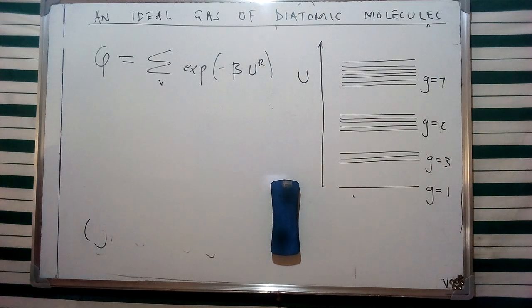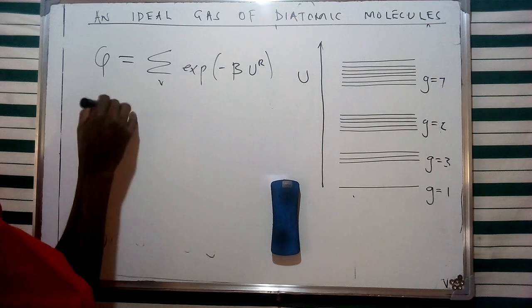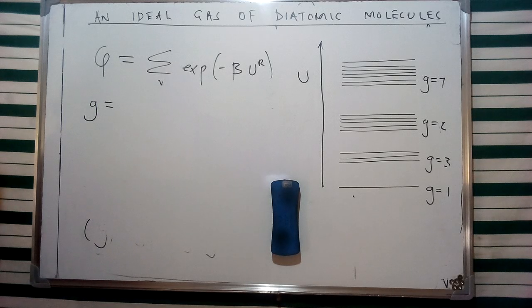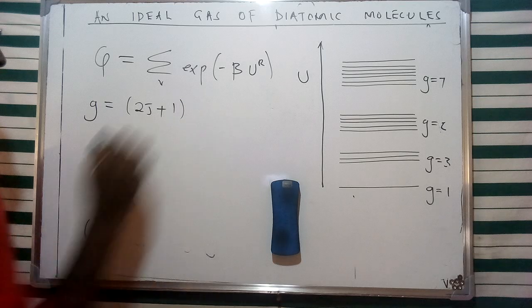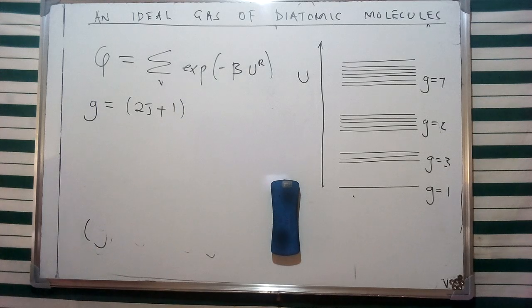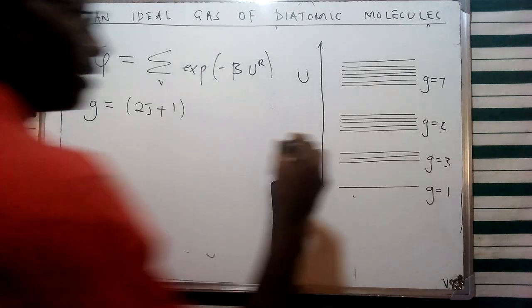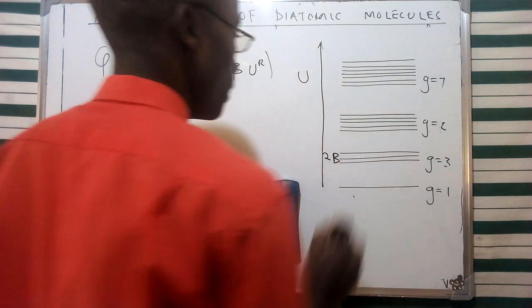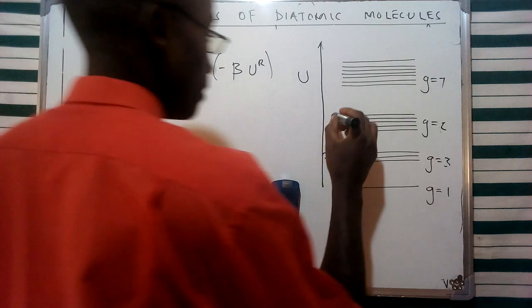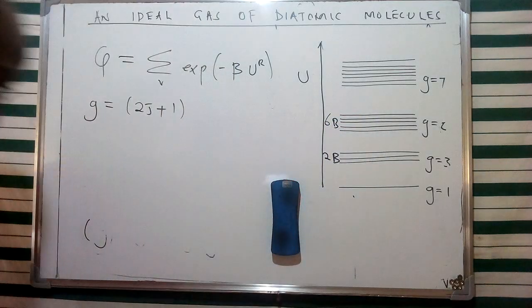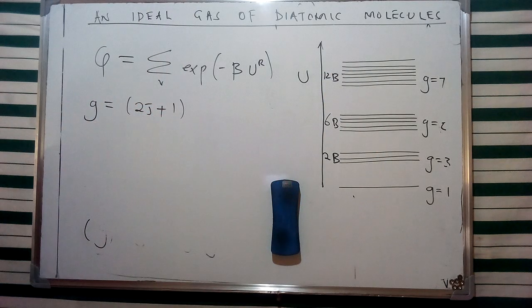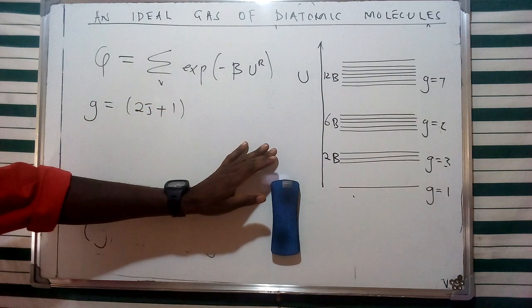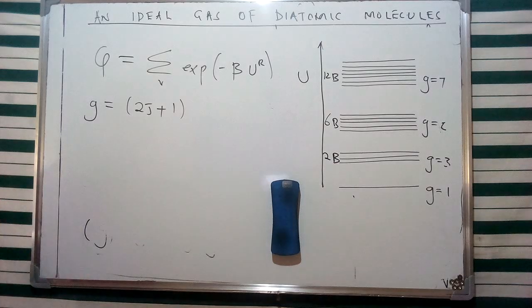Now, we had a specific expression whereby g, which is a degeneracy, is given as g equivalent to 2J plus 1. If we consider this case, we're going to see that as the number rises, the values are going to be expressed in terms of 2B, then 6B, and next we're going to have 12B in that order. And this is going to give a rotational energy level for this diatomic molecule.